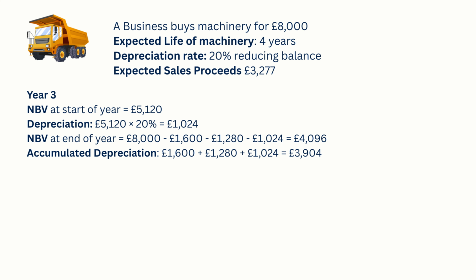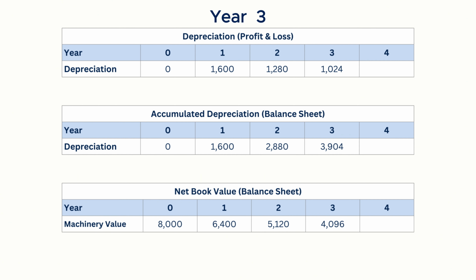In Year 3, NBV at start is £5,120. Depreciation is calculated £5,120 multiplied by 20% equals £1,024. Each year, the depreciation gets smaller because it is based on a smaller value. Then NBV at end of Year 3 is £4,096. Accumulated depreciation is £3,904.